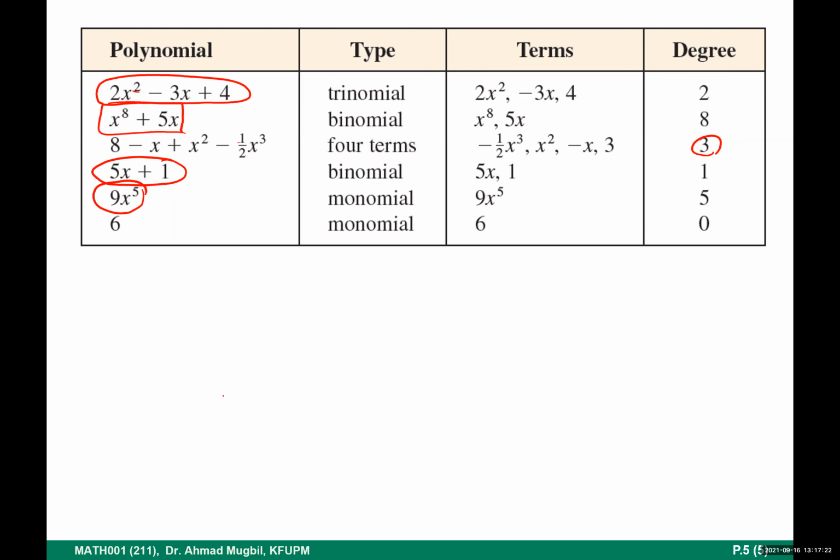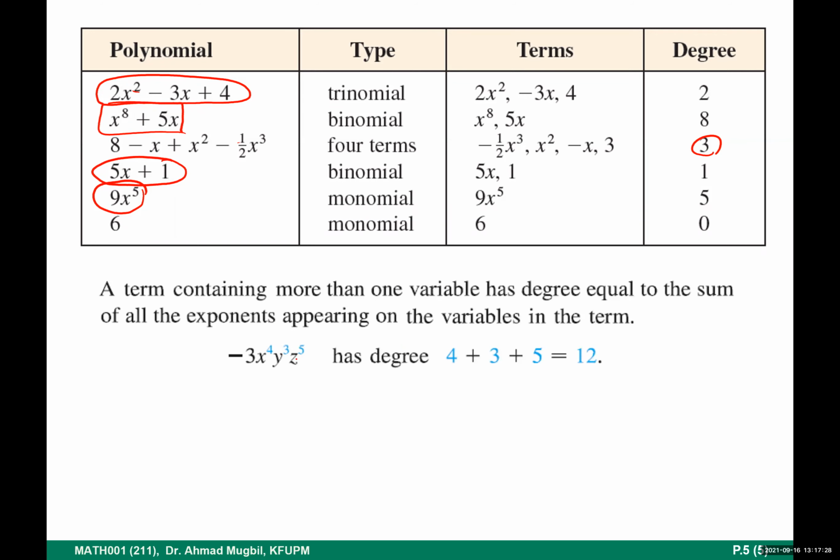Excellent. Now this is, ya shabab, if we have one variable. What about if we have more than one variable? Like this. This is still a term. Is it a term or not a term? It is a term. If I have a plus here, it is not a term. It will be 2 terms. But this is 1 term. It is all about multiplying factors.